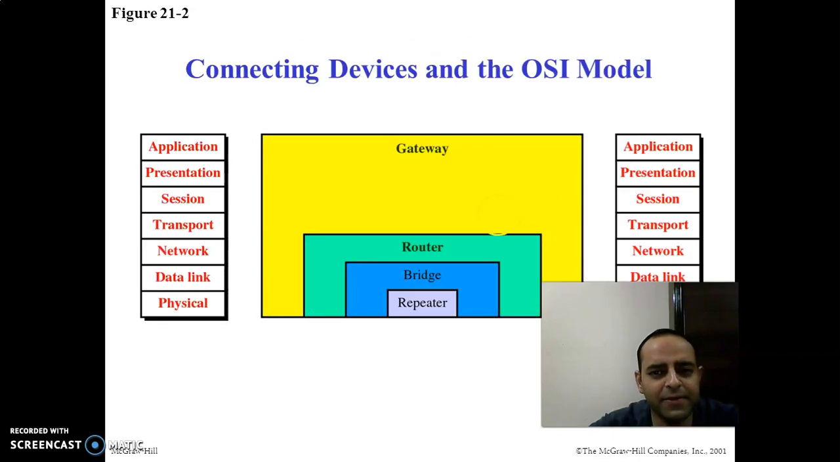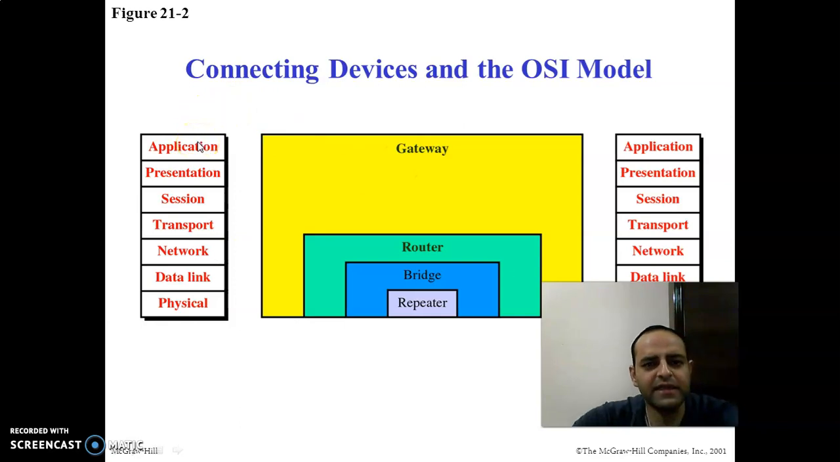You can see in this diagram you have the 7 layers of the OSI model. The repeater works on the first layer, the physical layer. Bridge works on the data link layer. Router works on the network layer. This you have to remember. And gateway works on the application layer.